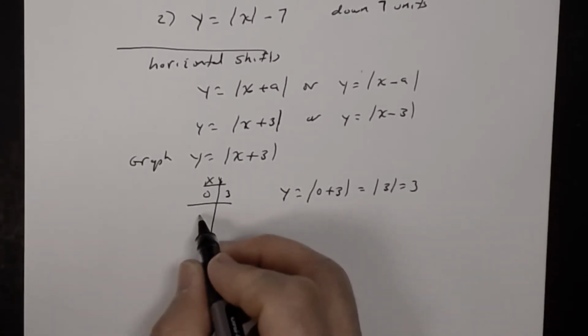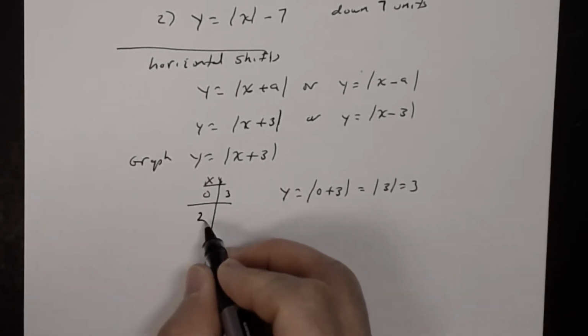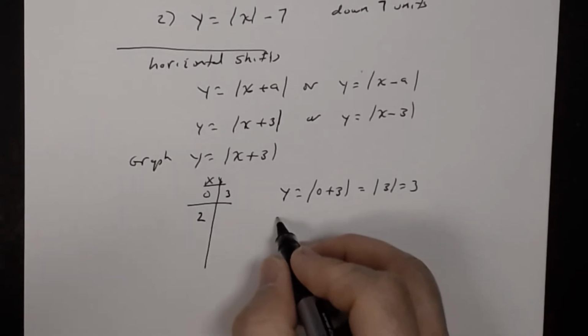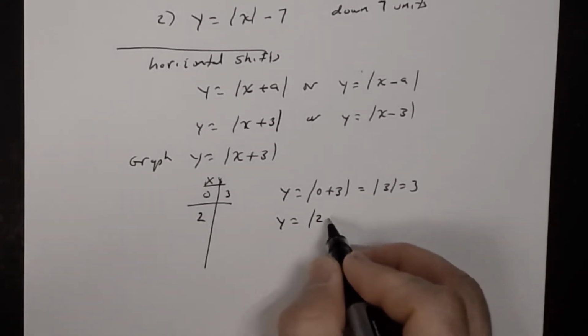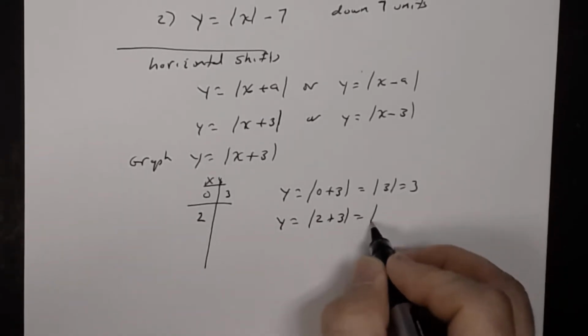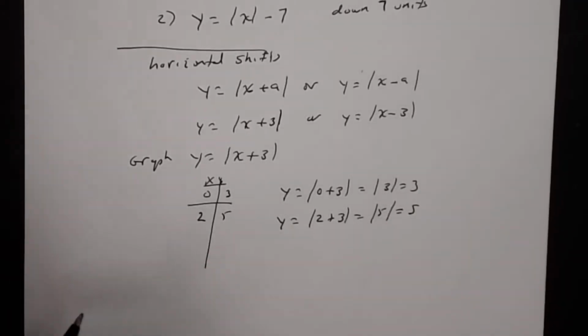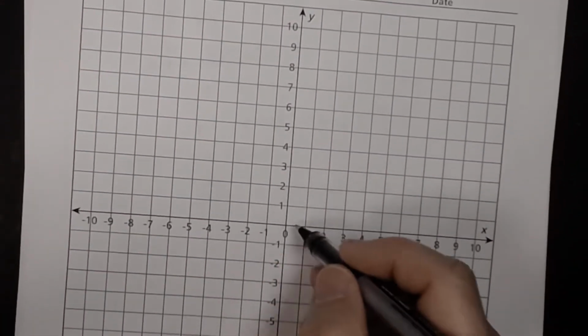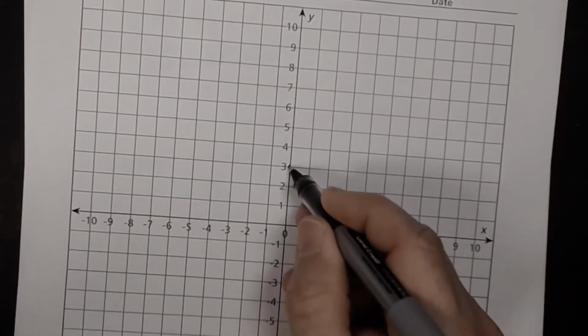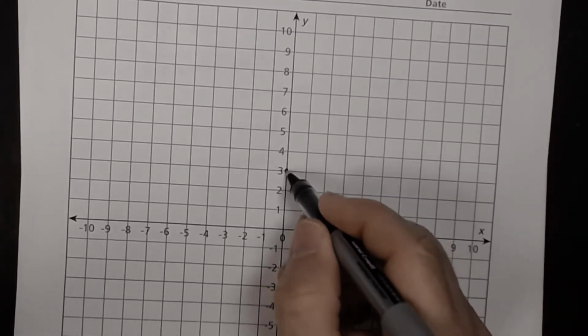If x is, let's say, 2, I get y equals the absolute value of 2 plus 3, which is the absolute value of 5, which is 5. All right, so I'm going to go ahead at this point and start plotting those points and see what happens. So here's 0, 3, right? Here's 0, 3.